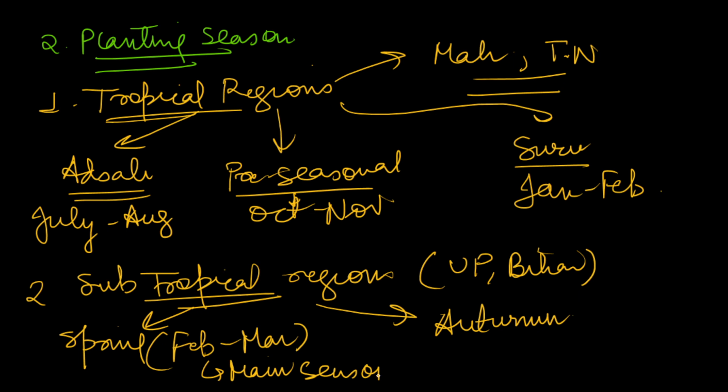Most of the sugarcane is planted in this season only, in subtropical regions. But sometimes you can also plant in the autumn season, that is October to November. So this is what you need to remember in planting season. Now third, they are asking us about seed cane.